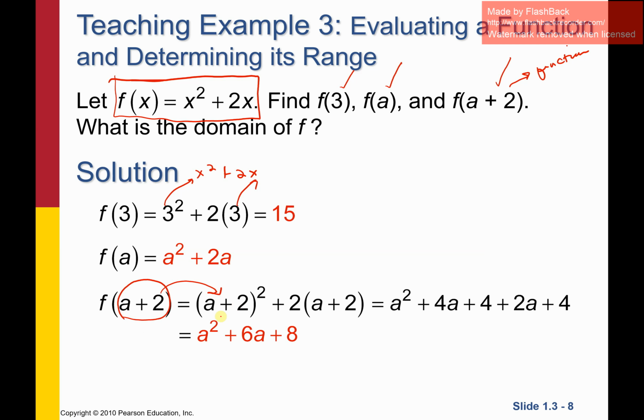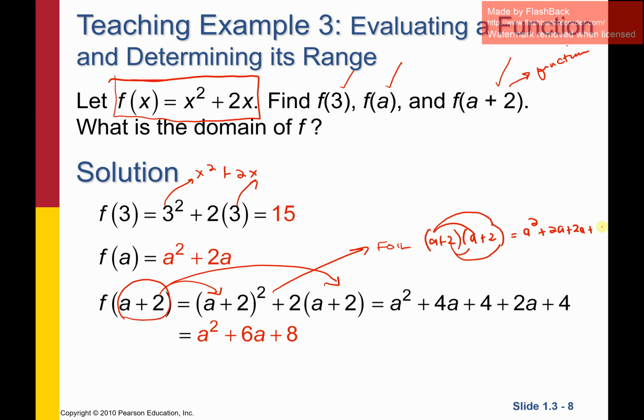So this is x squared, right? So it's a plus 2 squared. And then we're going to plug it in again in 2 times x, or 2 times a plus 2. And so now here you have to remember you need to FOIL, right? So this becomes a plus 2 times a plus 2. So first, this becomes a squared, outer plus 2a, plus the inner plus 2a, plus the last, which is 2 squared, which is 4.